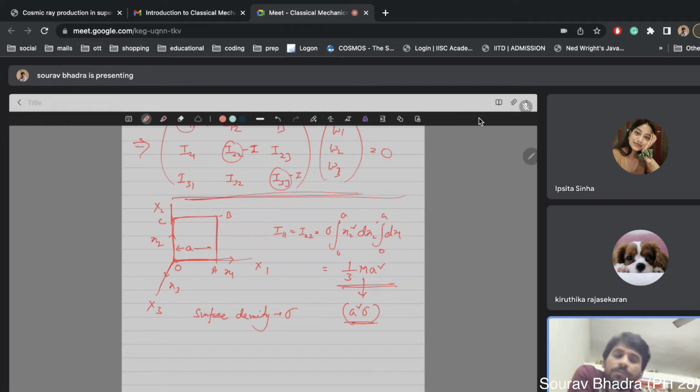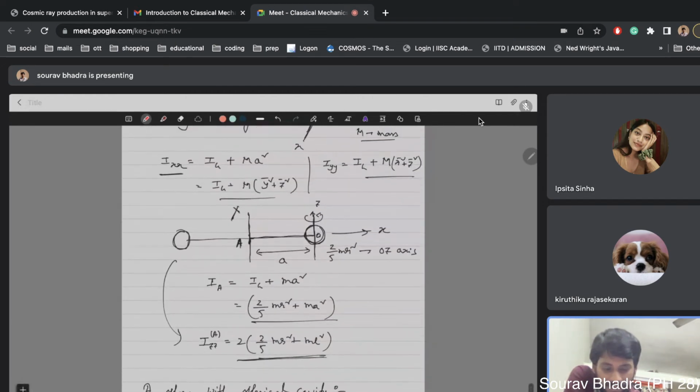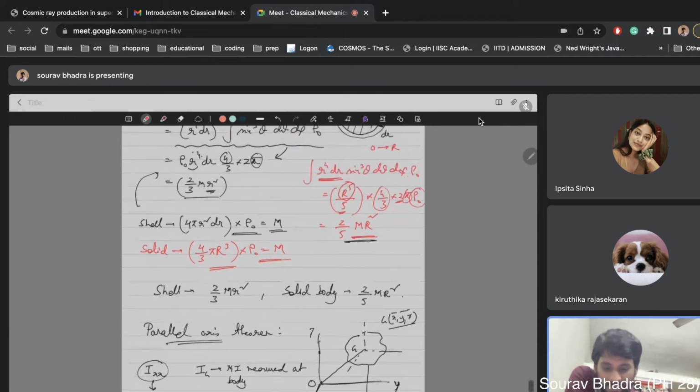Now, just listen very carefully. By mistake, at some time I called it the perpendicular axis theorem, so that is not correct, that is my mistake. It is actually the parallel axis theorem.